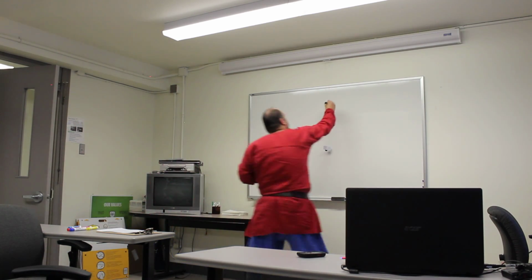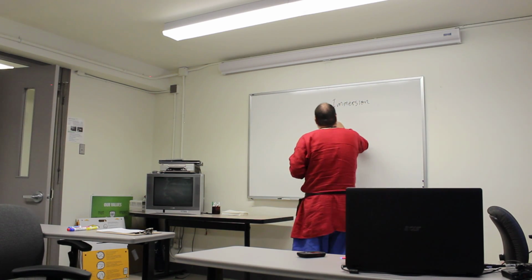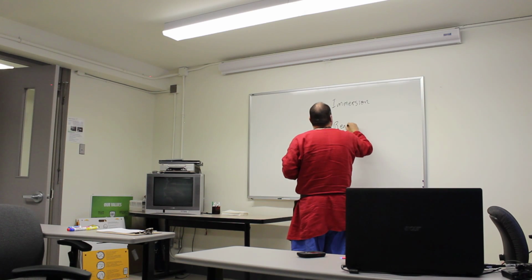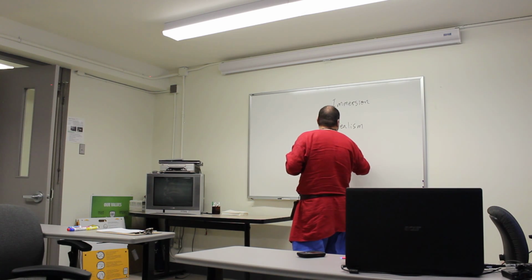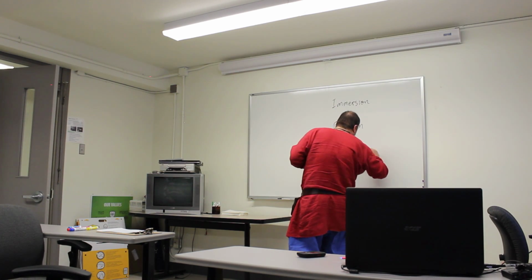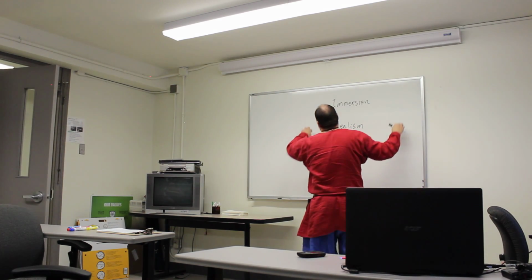So I put it across 3 axes. Immersion is one question. What we'll call realism or historicity. And physicality or combat. And you can locate most of the things that's going on in Alberta with respect to costuming of any sort on these 3 axes. Okay.